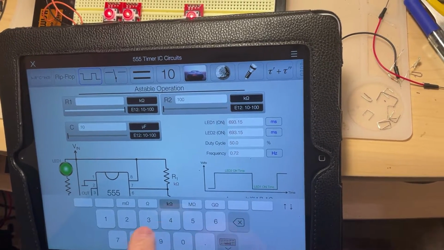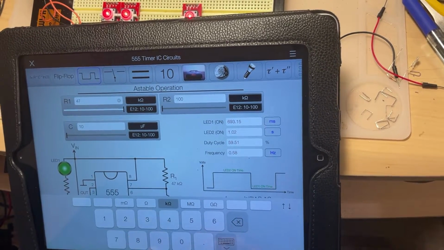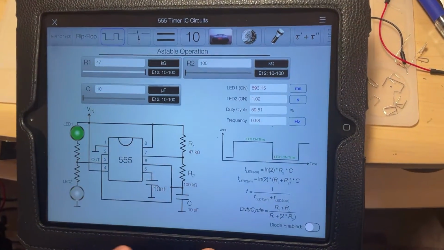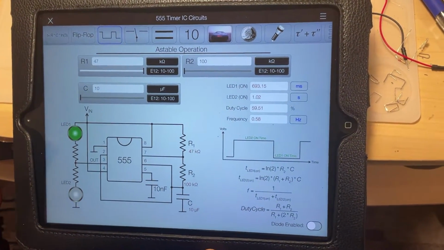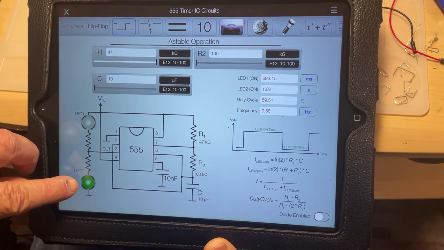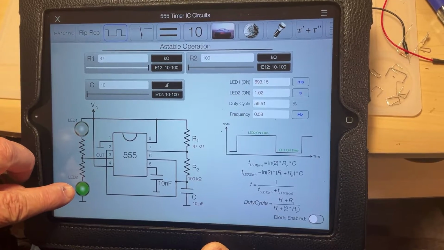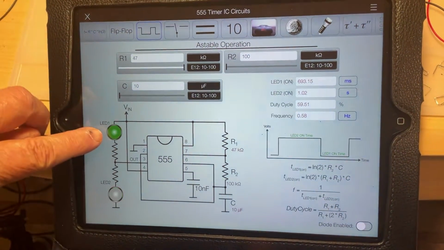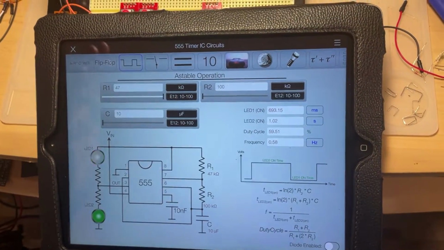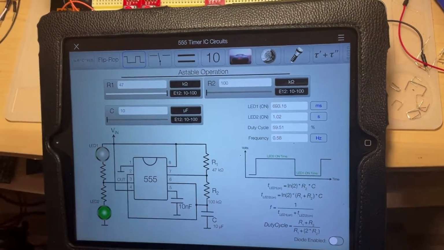I'm going to make it 47 kiloohms, okay? So with 47 kiloohms, you notice that this one here lasts about twice longer than this one. This is because of the presence of the LED. It's not very relevant. This was the astable circuit, okay?